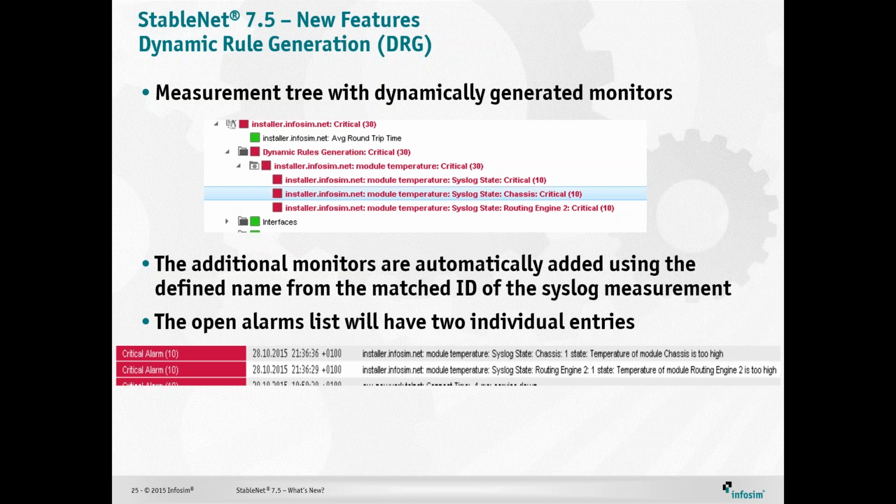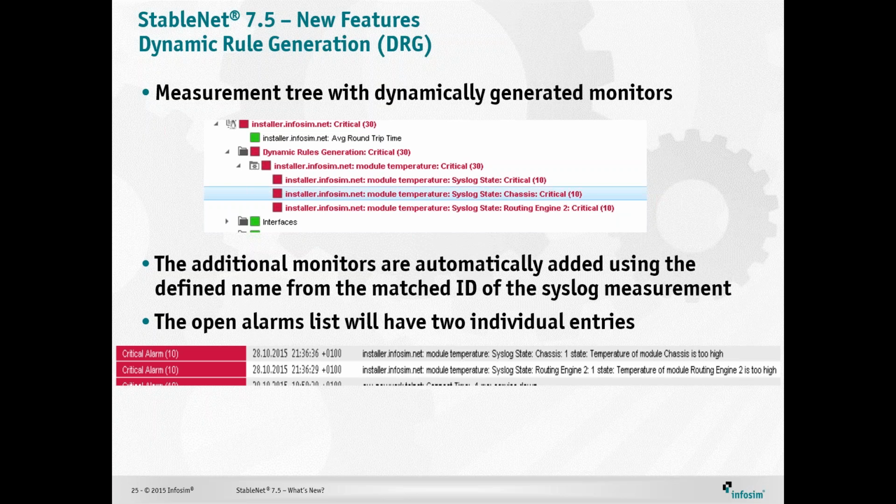Of course, in the open alarms now, you see two individual alarms. You see an alarm for chassis is too high and routing engine 2 is too high. So that's what we wanted. We didn't want to have one alarm correlated because for this specific purpose we wanted two individual alarms which can be handled by different groups. That was the purpose of this example.